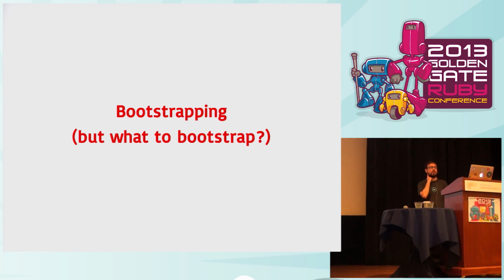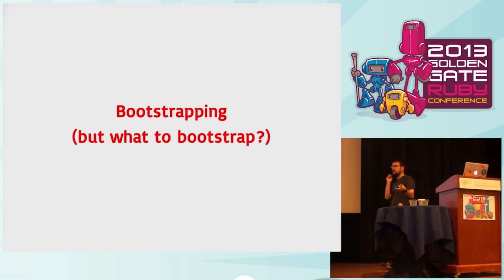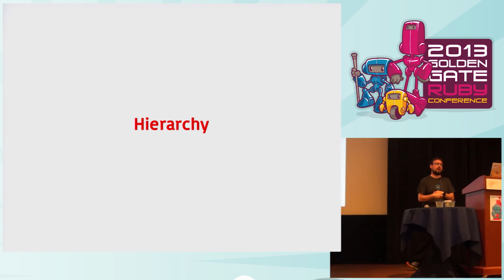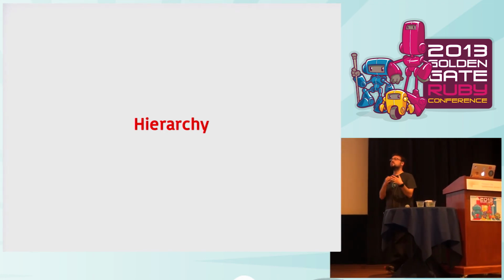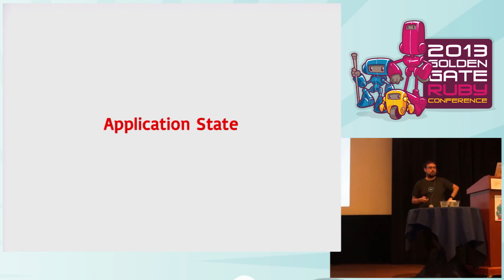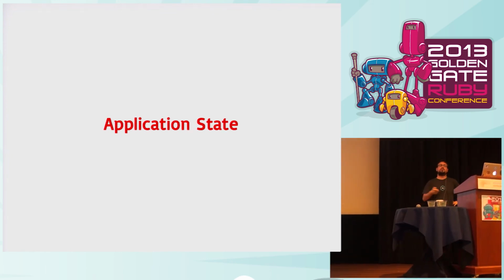So we had some original problems. Bootstrapping is now totally solved, though there's a little bit of a problem about what to bootstrap. There's another problem, which was hierarchy. Hierarchy is somewhat managed using the chains of coordinating controllers. Application state is managed using coordinating controllers.